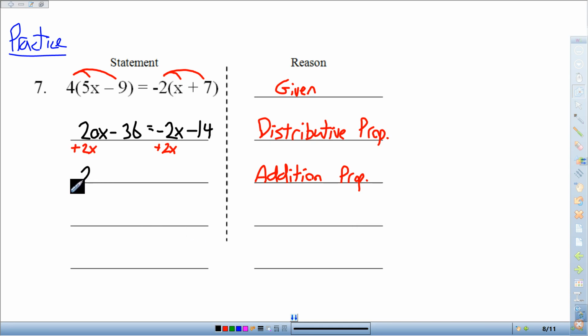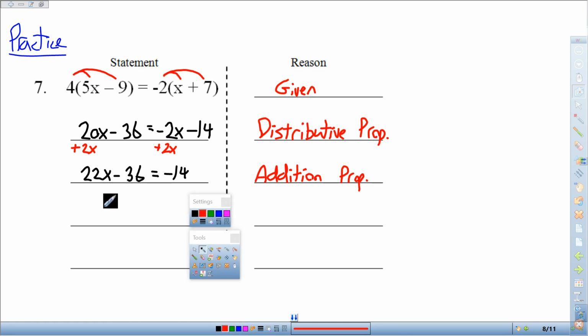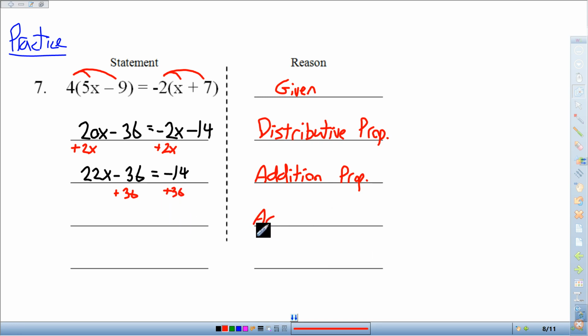All right, so let's see. We got a 22x, bring down the -36. The 2x's are gone. I got a -14 over here. All right, and from here we can start solving for x. So I'm going to get rid of this -36 by doing the opposite, adding 36 to both sides. All right, I just used the addition property again.